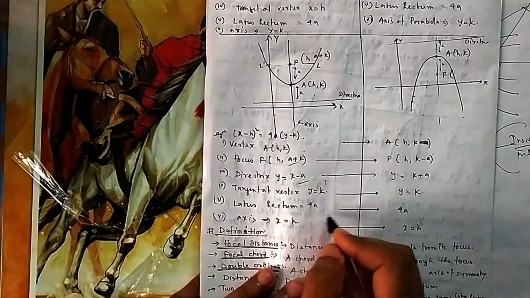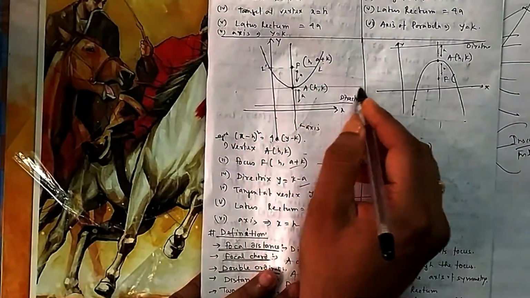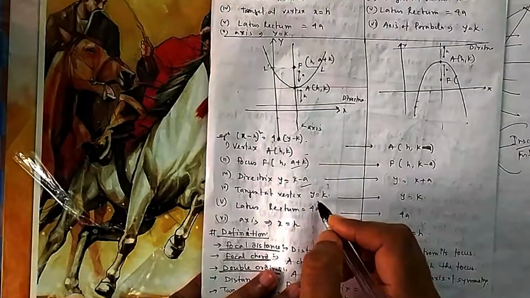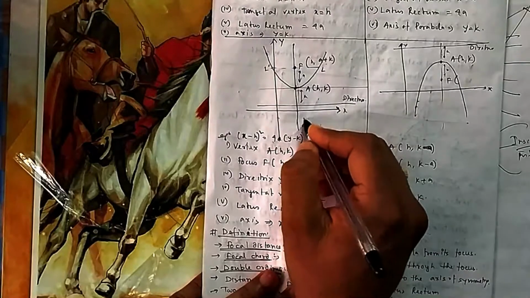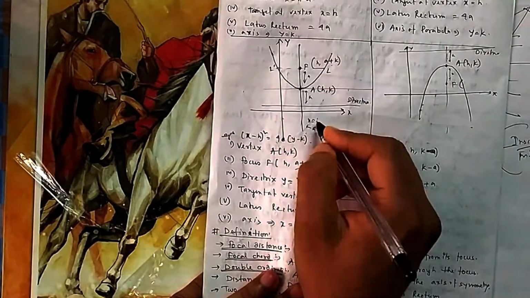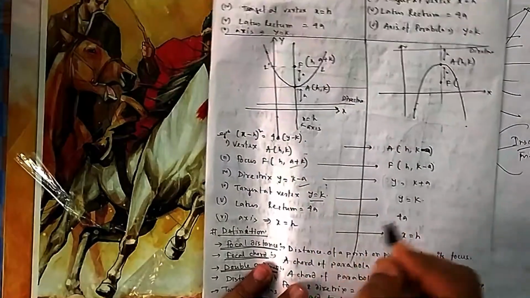The tangent you can draw at the latus rectum. What is the tangent? This is the tangent, parallel to the x-axis, that means y equal to k. The latus rectum is always 4a. The axis is this one, which is parallel to the y-axis, so x equal to h.